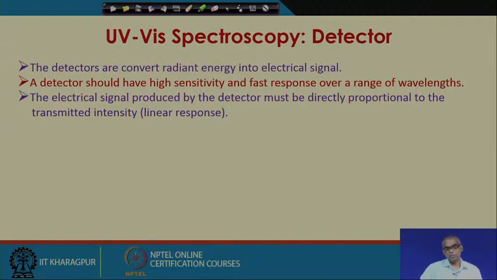Detector is one of the most important components of a UV spectrophotometer. The detectors convert radiant energy into electrical signal. A detector should have high sensitivity and fast response over a range of wavelengths. The electrical signal produced by the detector must be directly proportional to the transmitted intensity. This is necessary so that we get a linear response.